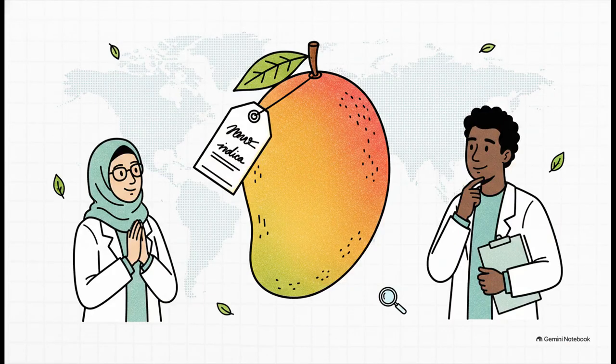Let's look at a really delicious example to make this concrete. The common mango. Its scientific name is Mangifera indica. Mangifera is the genus, starting with a capital M. Indica is the species, starting with a lowercase i, and they are cleanly underlined separately. Thanks to this simple rule, scientists globally know exactly what plant is being discussed.